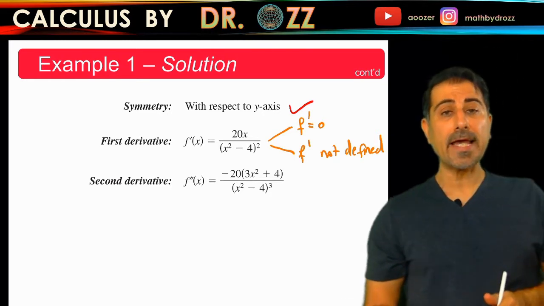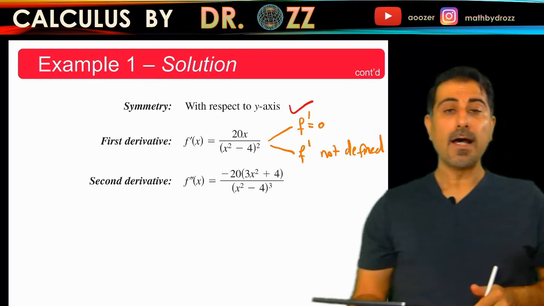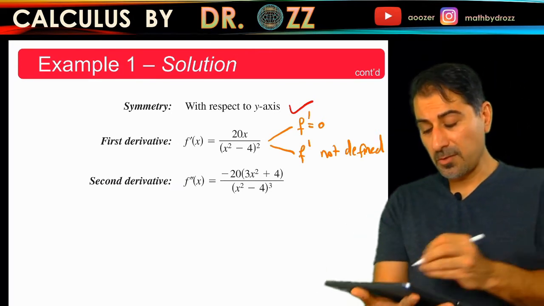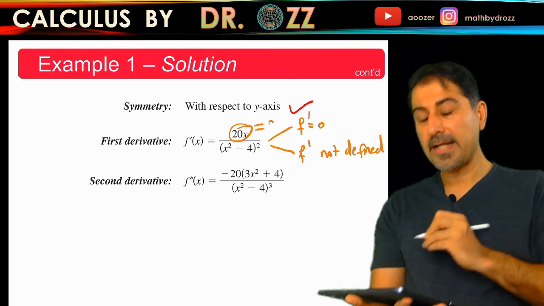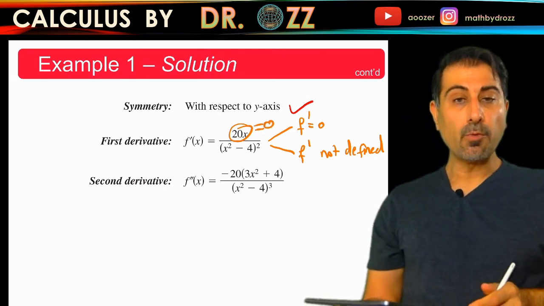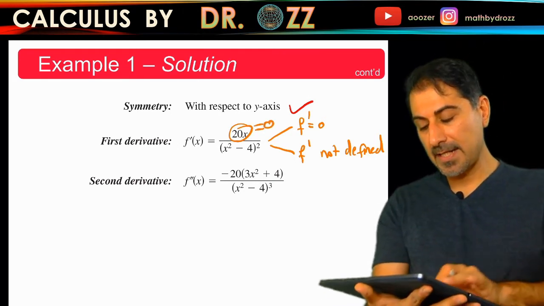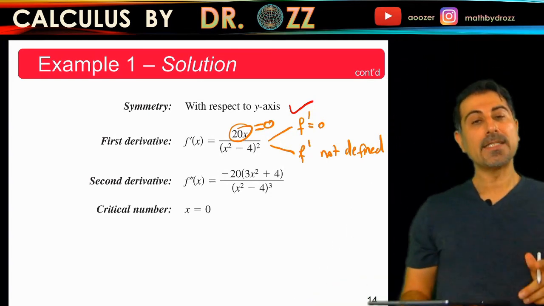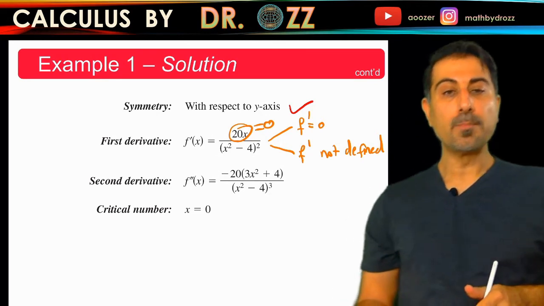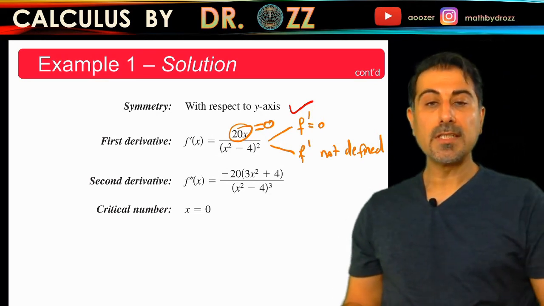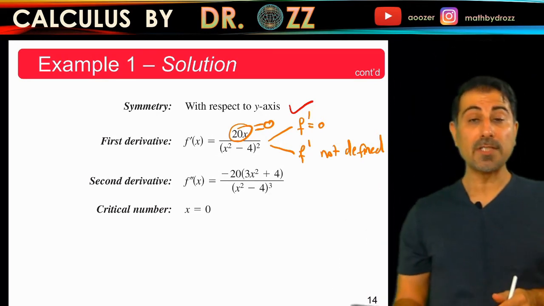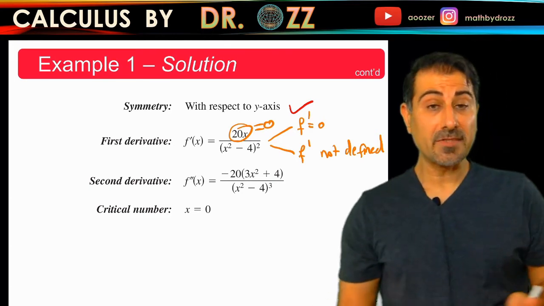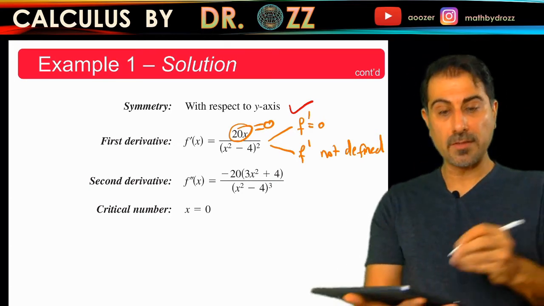So we're just staring at the x's that make f prime 0, and there's only one that makes the top 0. So that's, in fact, x equals 0. So this implies that we have only one critical number. That's the kind, again, that makes f prime equals 0. And next is to determine inflection points, if there are any. So there's only one way to do that.